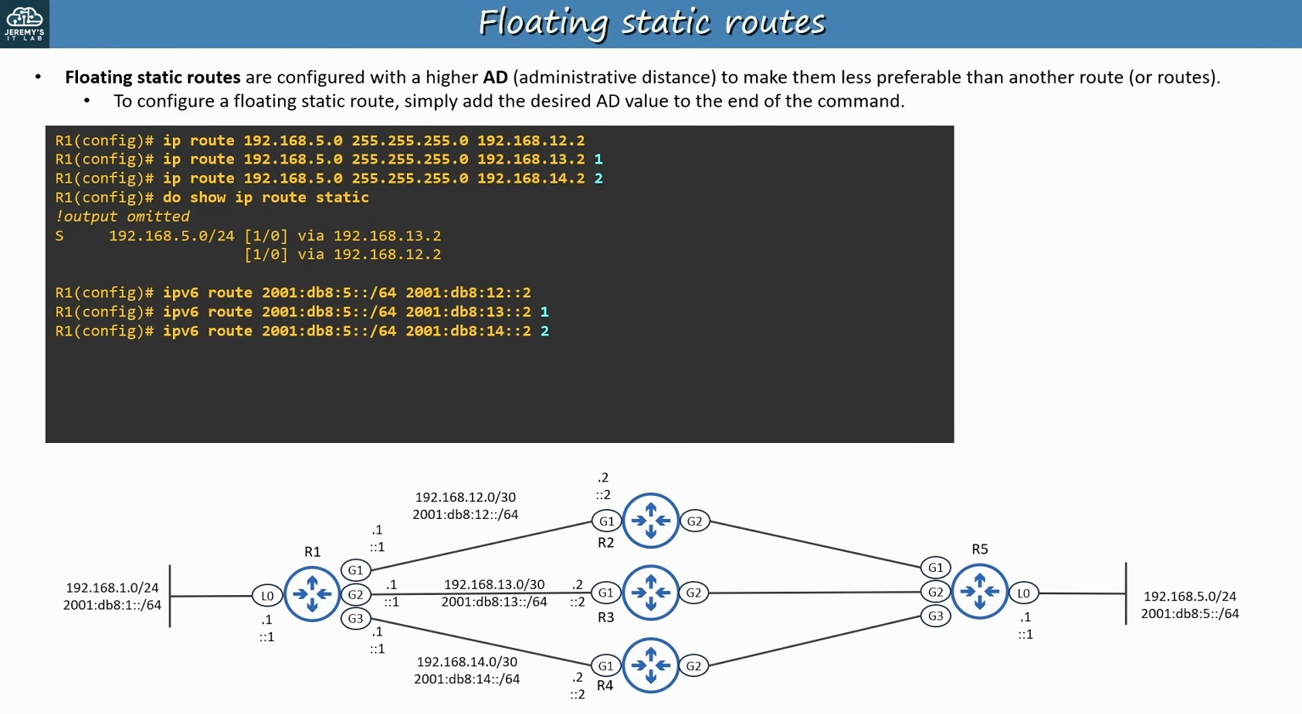And here are the IPv6 routes. Just like in IPv4, to configure a floating static route, just add the AD to the end of the command. Once again, I configured the route via R4 as a floating static route with an AD of 2, one higher than the default of 1. So just like in IPv4, the routes via R2 and R3 enter the routing table, while the route via R4 is waiting as a backup. Alright, that's basically what you learned about floating static routes in the CCNA. We'll cover a few more details in the route selection video, but that's all for now.